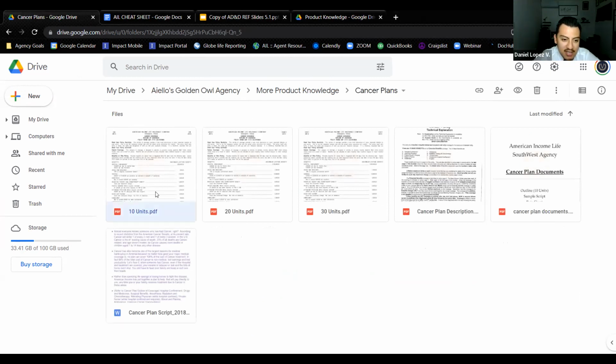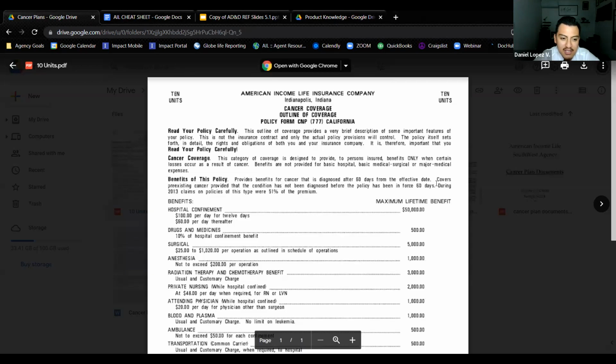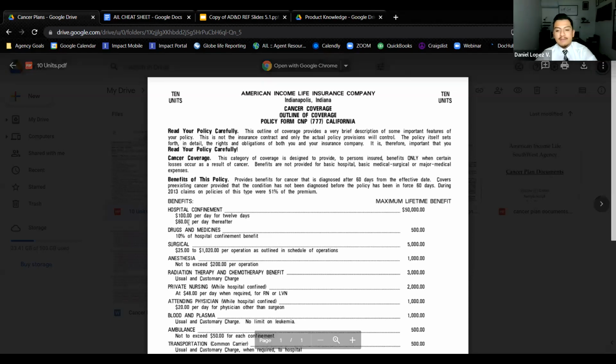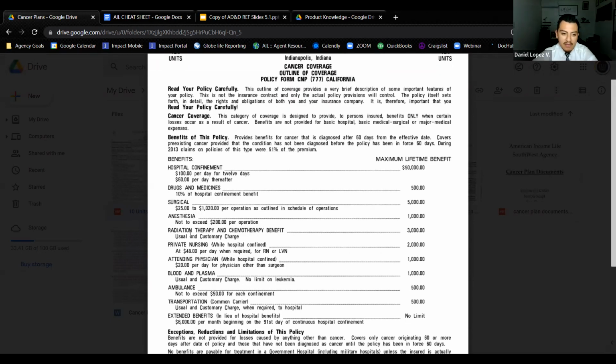So let's talk about 10 units. So this is how much. This cancer plan pays out to the client depending on what they go in for. Okay, so if hospital confinement, we pay up to 50,000 for them to be confined to the hospital. Drug and medicine, 500. Surgery, anesthesia, we pay whatever they have to pay out of pocket, all the way to this amount.